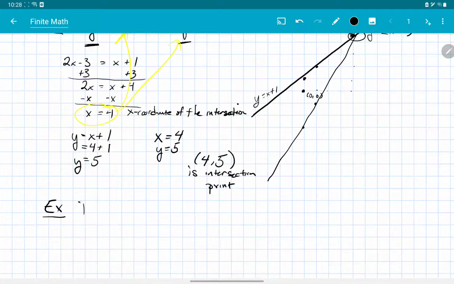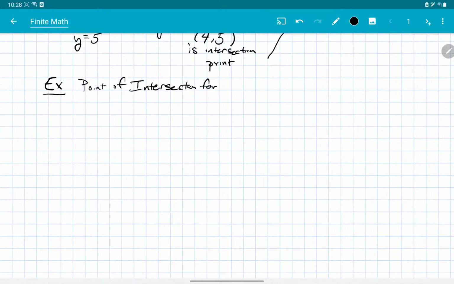We want to find the point of intersection for x plus 2y is equal to 6 and 5x plus 2y is equal to 18. Now in this example, we don't have y equals one thing, y equals the other. And so we can't just set them equal to each other and solve for x. So we're going to have a slightly different method.